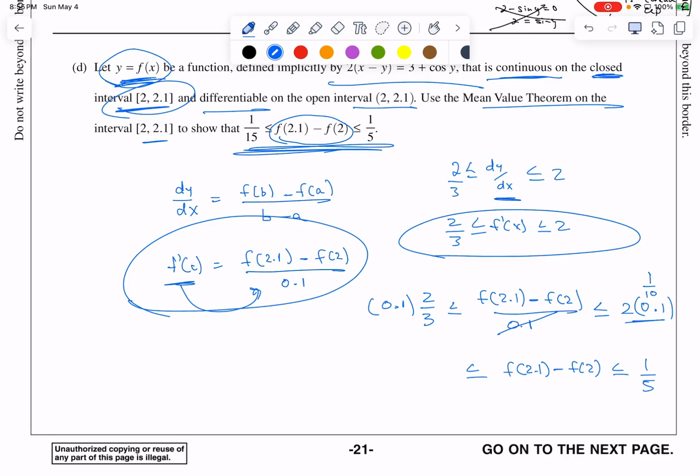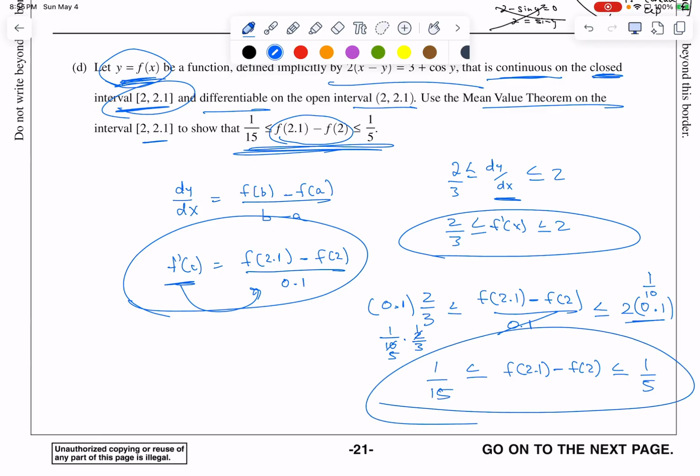Okay? All right, what's 2/3 times 0.1? That one might be a little harder. It might make more sense to say 0.1 is 1/10 times 2/3. What do you get? The 2 cancels, the 10 cancels to a 5. What do you get? Did we show it? There you go. That's the final point. Just had to verify it.